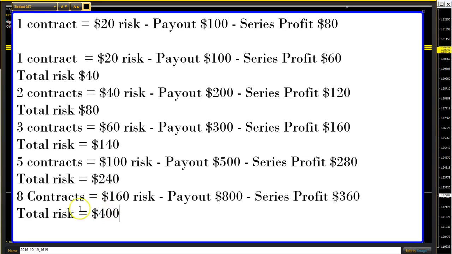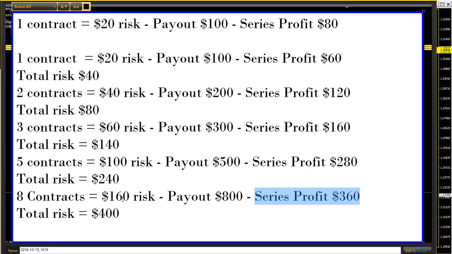Now, why do we stop after 6? Why do we stop and just take our loss and go home? Why do we do that? Because the total risk is now starting to get larger than the total series profit. Now, there's numerous ways you can take care of this, but you always have to continue risking more and more.